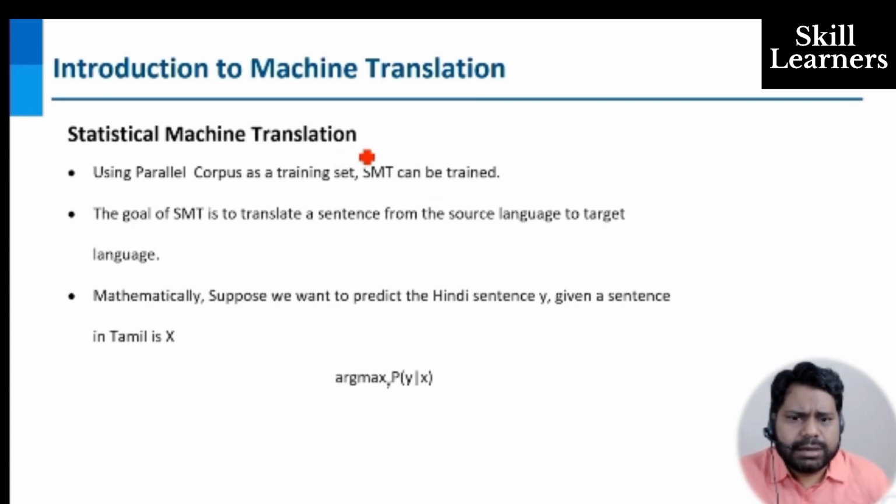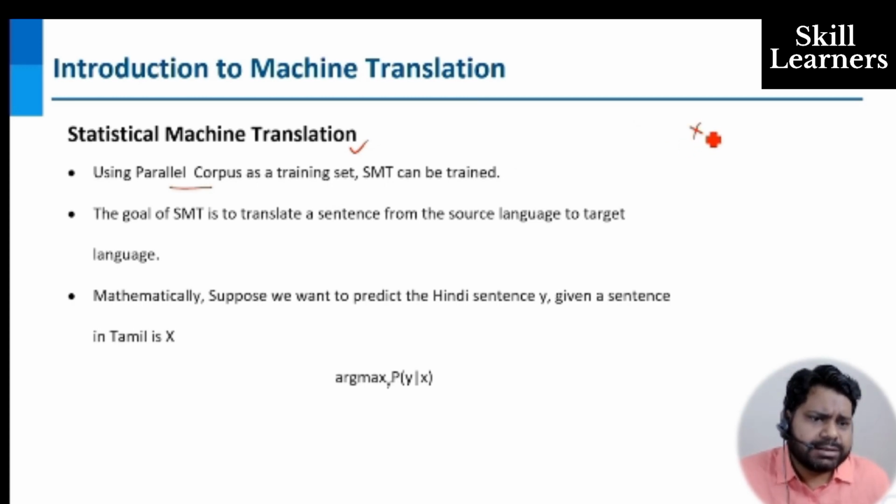Now let's discuss some of the machine translation techniques available. One of the most widely used machine translation techniques is statistical machine translation. So what is statistical machine translation and how does it work? Statistical machine translation uses a parallel corpus to train a machine translation model. So what does it mean? Let's say there is a language X and there is a language Y, and we want to translate from X to Y.